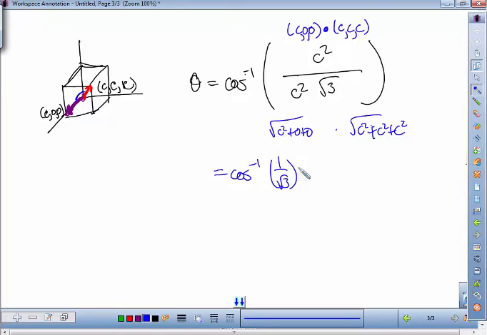Which turns out to be not one of those nice angles. You actually have to put it in your calculator and figure it out. But when you figure it out, you'll see that it's not 45 degrees, not 90 degrees. It's somewhere in between. Anybody know what it is, approximately? Say it again?